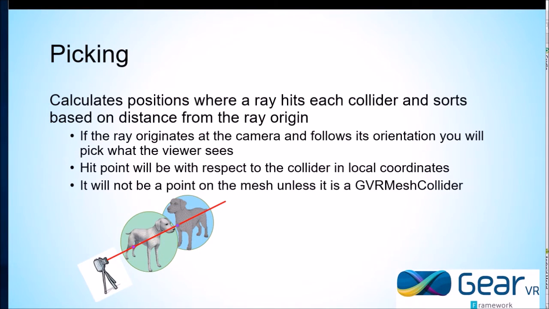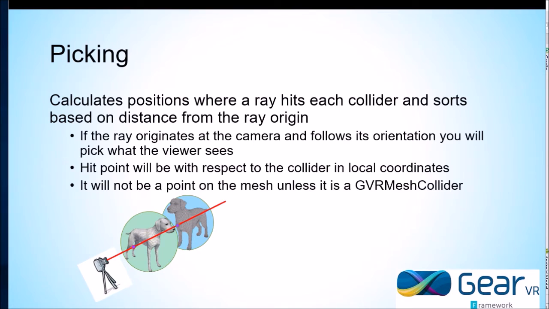Picking is the process of calculating where a ray hits each collider and then sorting based on distance from the ray origin. Now, in this example, and usually, the ray will originate at the camera and follow the camera orientation, so you'll pick what the viewer sees.